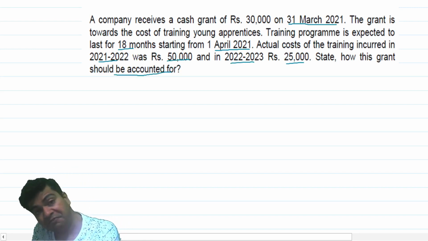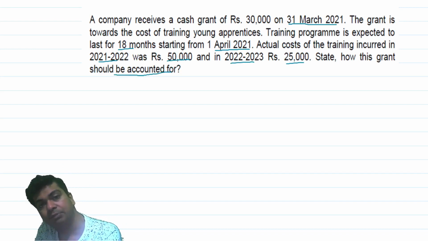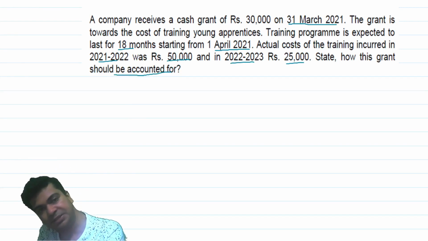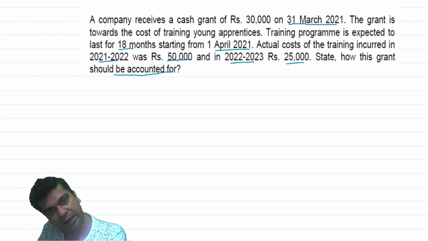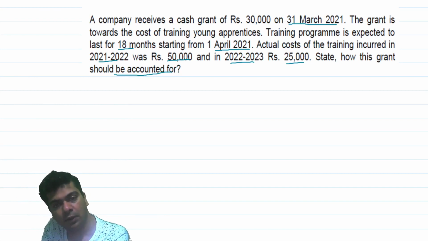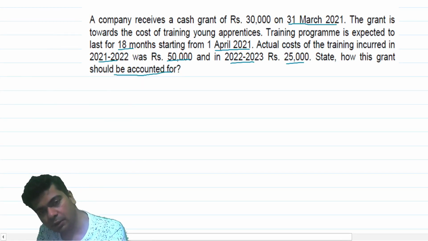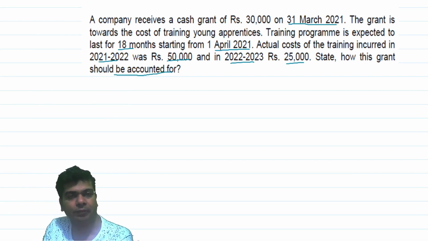Okay, we are given a grant this time for meeting training costs. That means this is not a grant for acquiring a depreciable or a non-depreciable asset. This is a grant which is relating to income, right? This training cost will be debited to the P&L. And for meeting those expenses, you are getting a government grant, right? So we will be considering this as a grant relating to income.